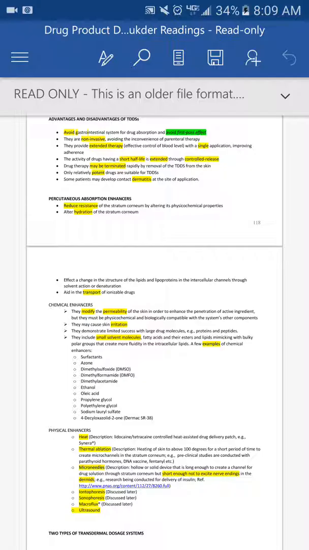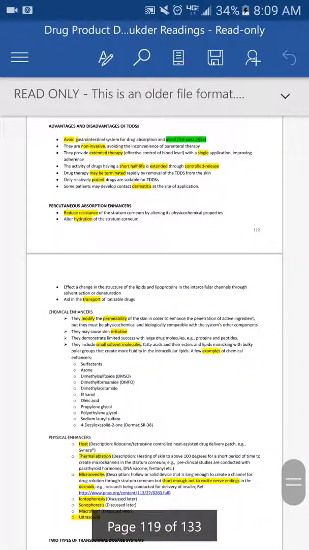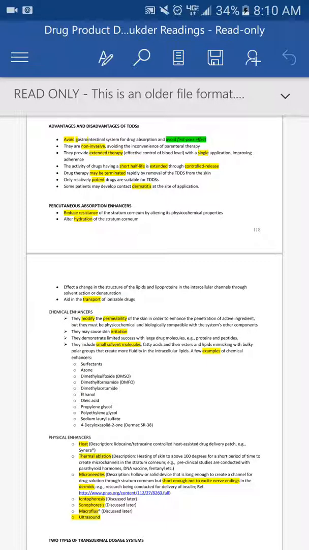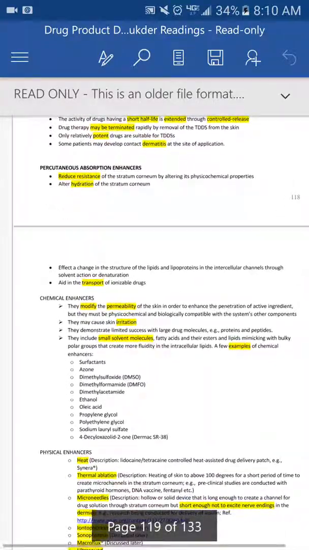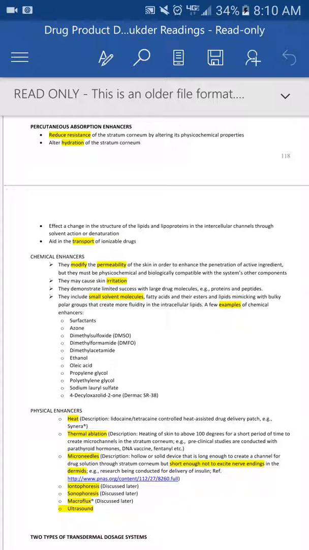Only relatively potent drugs are suitable for TDDS. Remember, less than 20 milligrams per dose. Some patients may develop contact dermatitis, like I said earlier, at the site of application. So you want to avoid drugs that love to sit in the tissues too much, and by that, I mean deposit in the tissues and store there. You want it to be just aqueous soluble enough to make its way through those layers and into the blood, but lipid soluble enough to pass through those layers themselves.